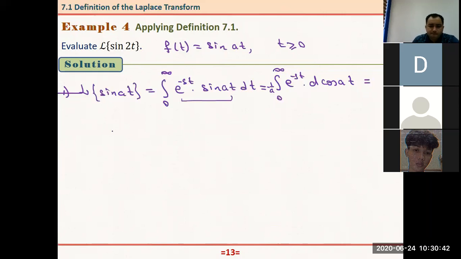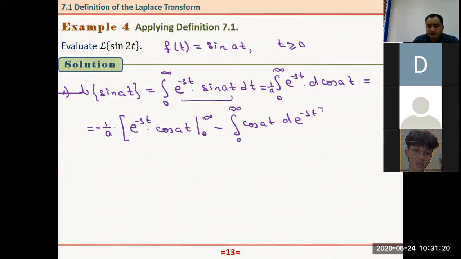Continue. Equals, let me just keep this minus 1 over a here. From brackets, how do we evaluate this? That's equal to e to the power minus st times cosine of at, right? From 0 to positive infinity, minus the integral. Here we have cosine of at and d of e to the power minus st from 0 to positive infinity.